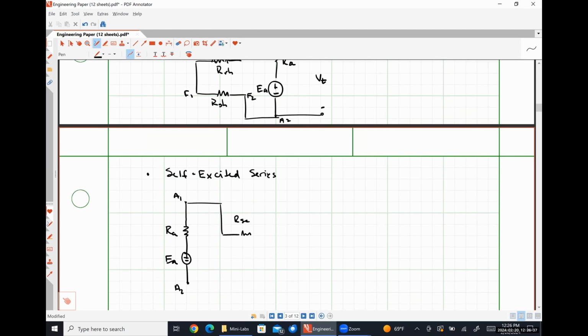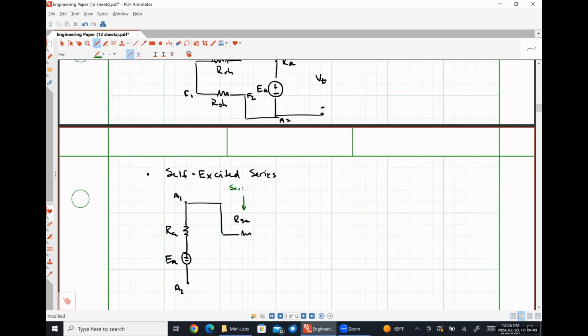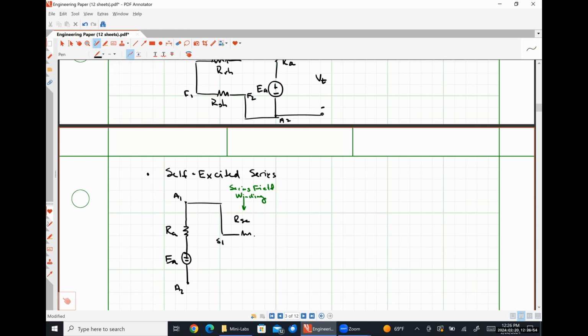This is RSE. So let me make a note here. This is the series field winding. This terminal S1 and S2 are just for that winding. And then out over here, we have our terminals that our terminal voltage is applied to. VT like so.